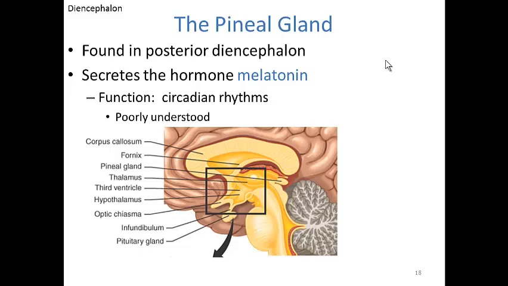Melatonin is very poorly understood. What we do know is that at night our melatonin levels are higher, and during the day they're lower. So that's why they think it has something to do with our day and night cycles. Actually, some people will take a melatonin supplement to help sleep.